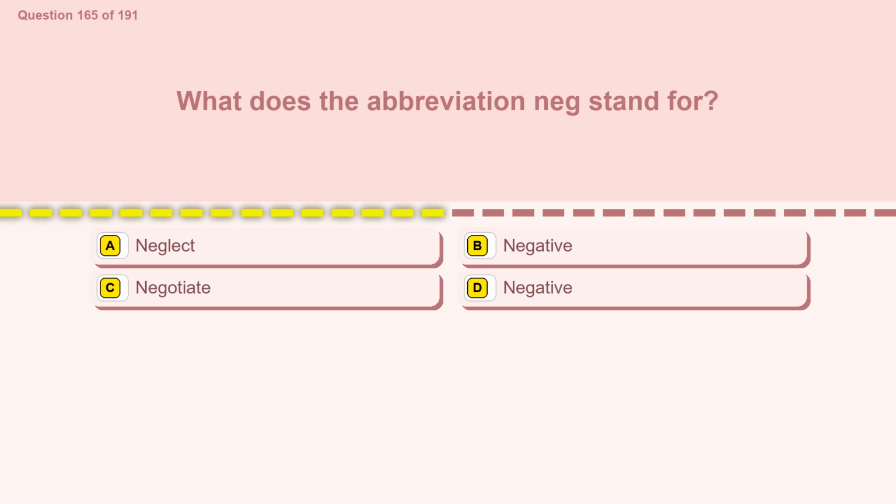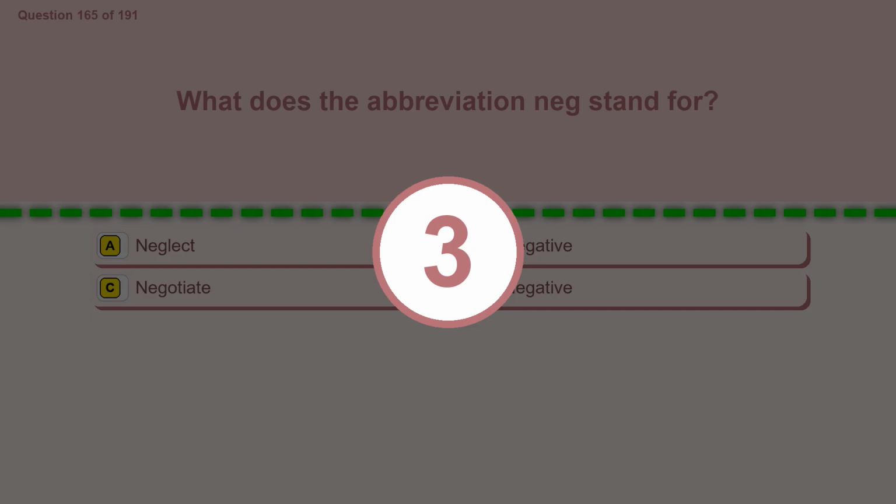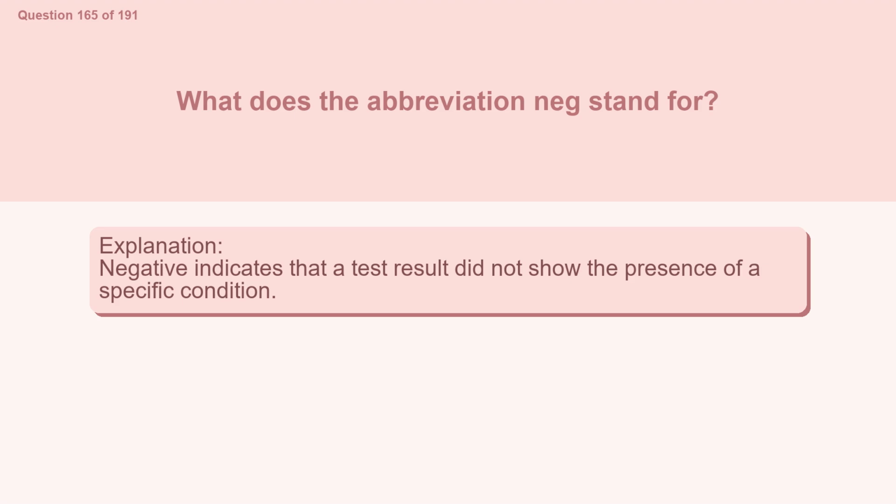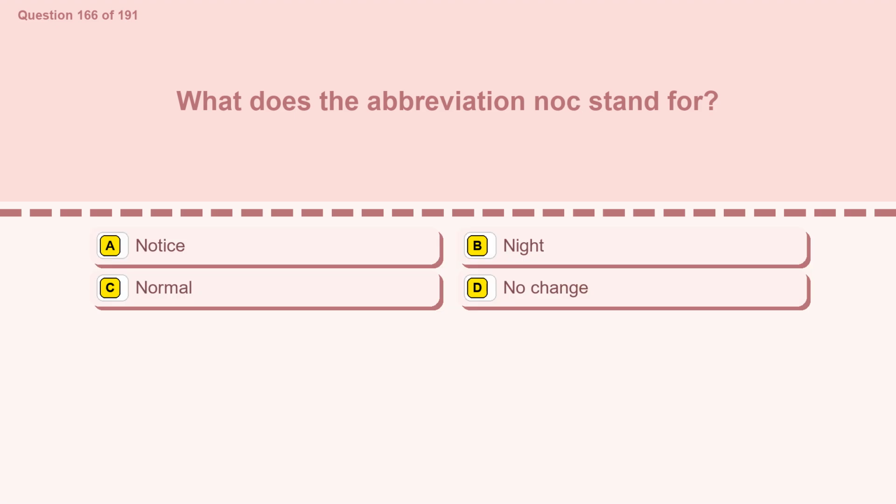Option A, neglect. Option B, negative. Option C, negotiate. Option D, negative. The correct answer is option B, negative. Negative indicates that a test result did not show the presence of a specific condition. Question 166. What does the abbreviation NOC stand for?